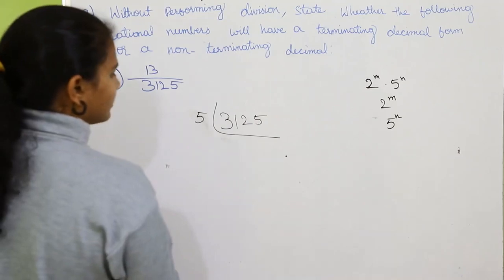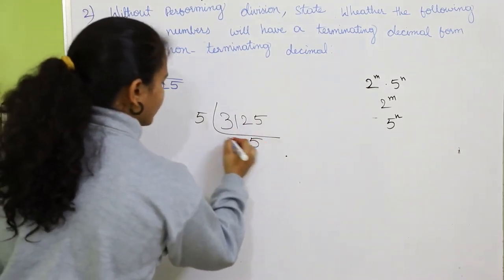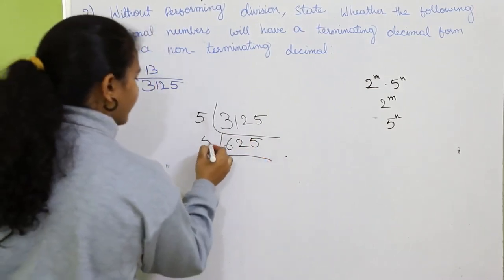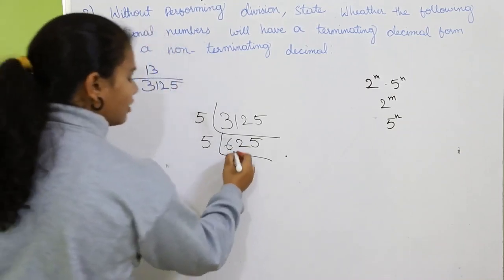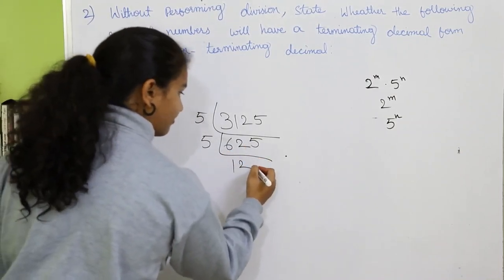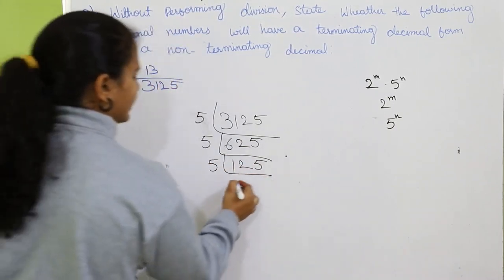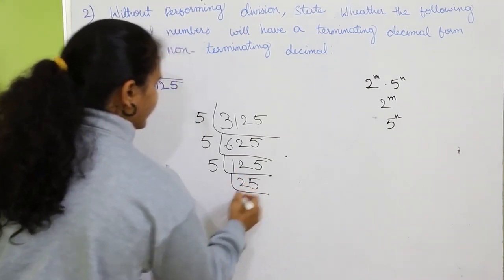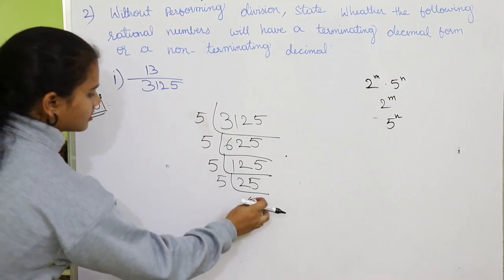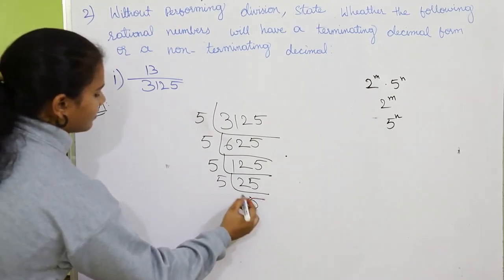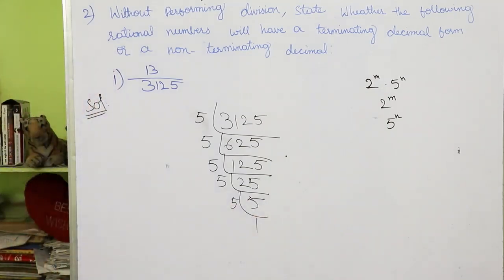With the 5 table, 5 6s are 30, here you have 12, 5 2s are 10, and here you have 5 5s are 25. Now again go for the 5 table, because you have 625. Then 5 1s are 5, you're getting 12 over here, means 5 2s are 10, you have 25, means 5 5s are 25. Again you go for the 5 table, 5 2s are 10, 5 5s are 25, and 5 5s are 25. Again 5 1s are 5. Clear? So therefore we got what?